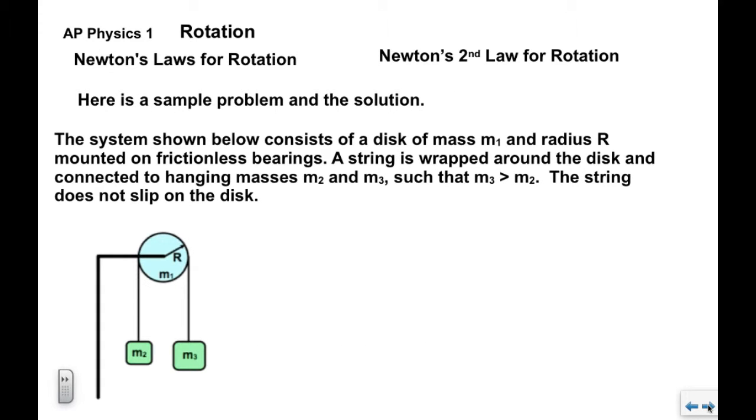So we'll look at a sample problem. This is the modified Atwood machine. We have a disk of mass M1, radius R. It's mounted such that it has no friction. There's a string wrapped around the disk. It's connected to hanging masses M2 and M3. M3 is the bigger of the two. The string doesn't slip on the disk.